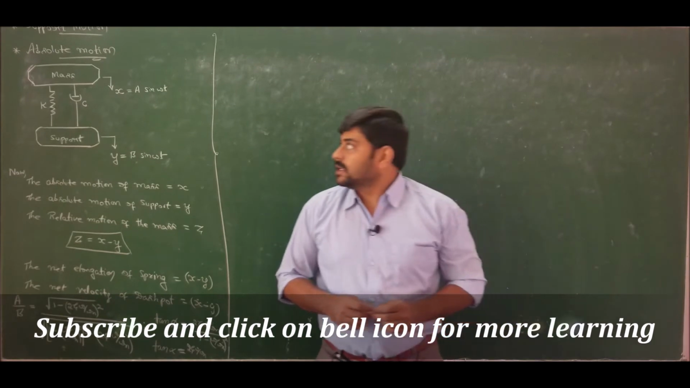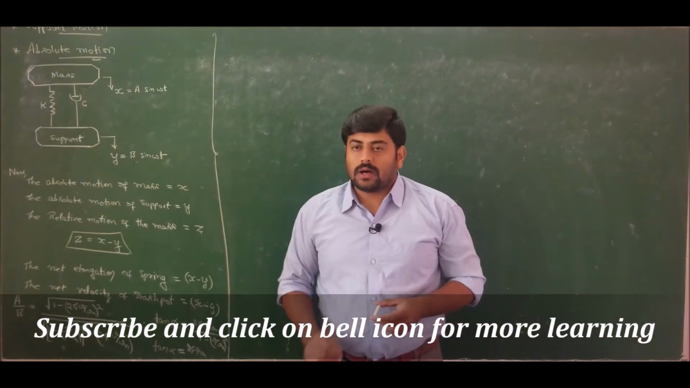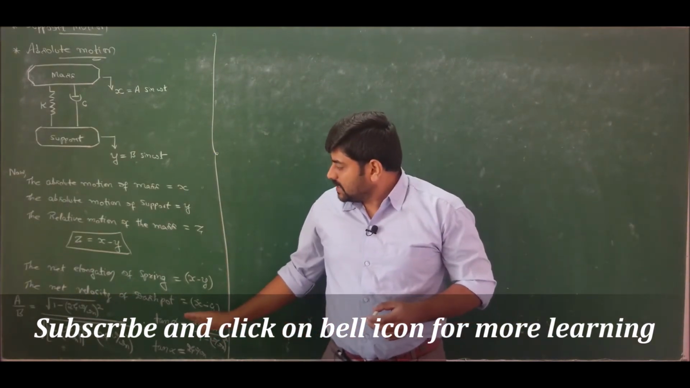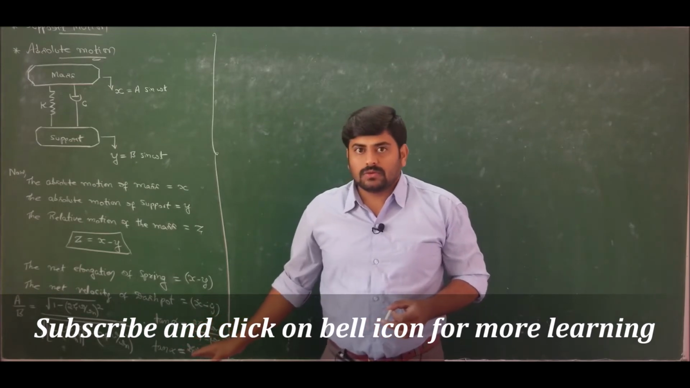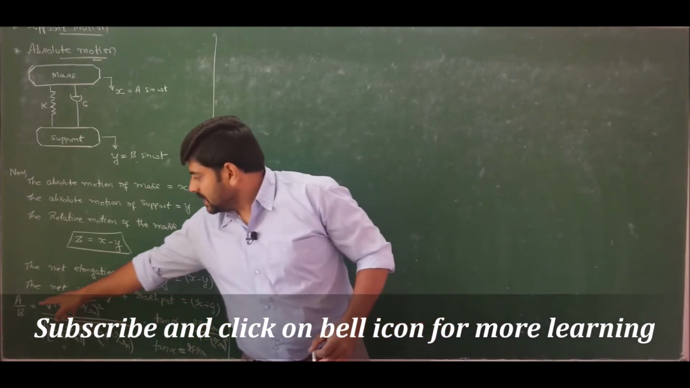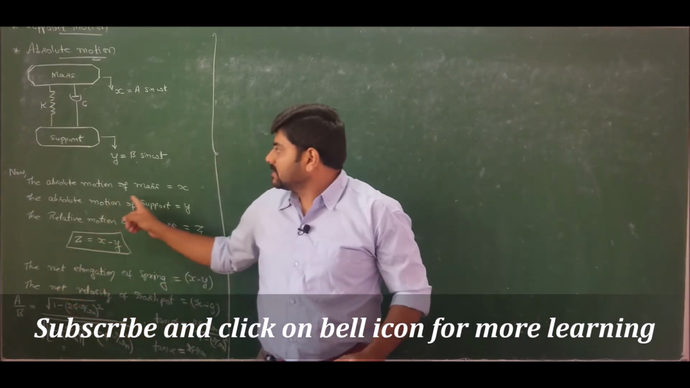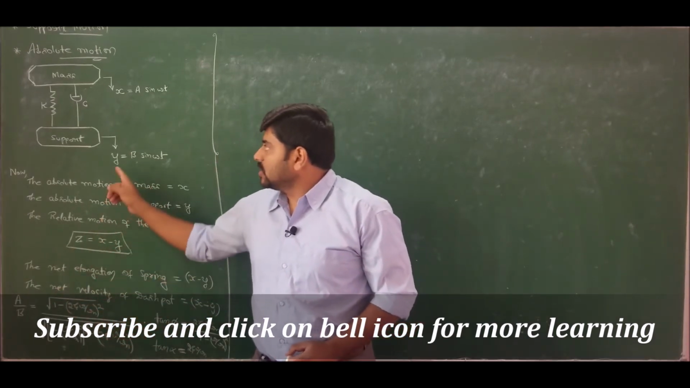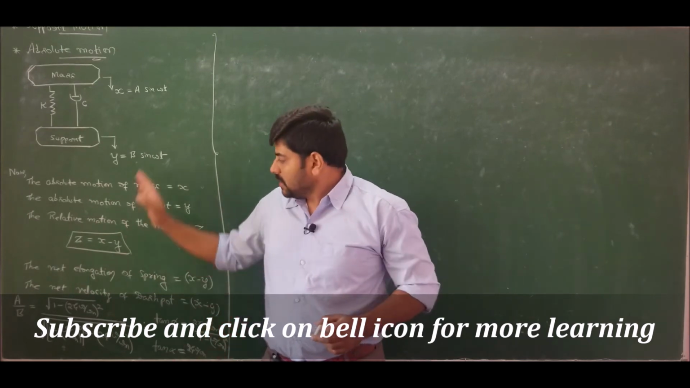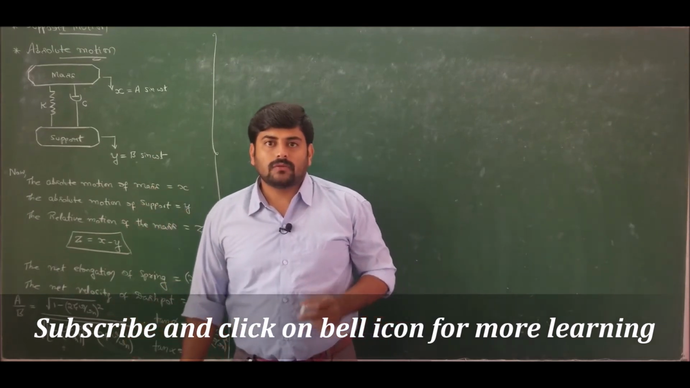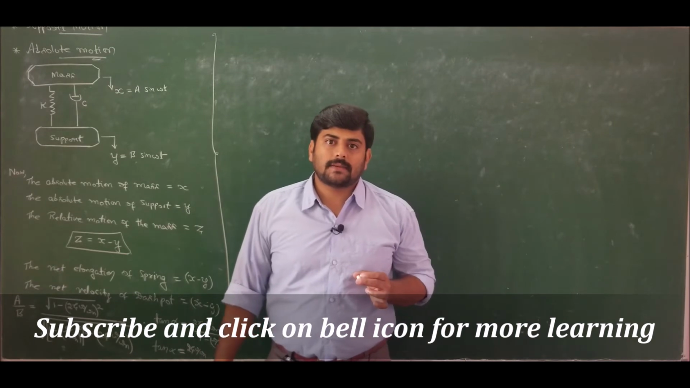Now moving ahead, so far we have derived the expression for absolute motion, that is the displacement transmissibility ratio for absolute motion, that is A by B is equal to the expression given here, where A is the absolute displacement of the mass and B is the absolute displacement of the support. Using this analysis, I can solve problems on forced vibration on automobiles.